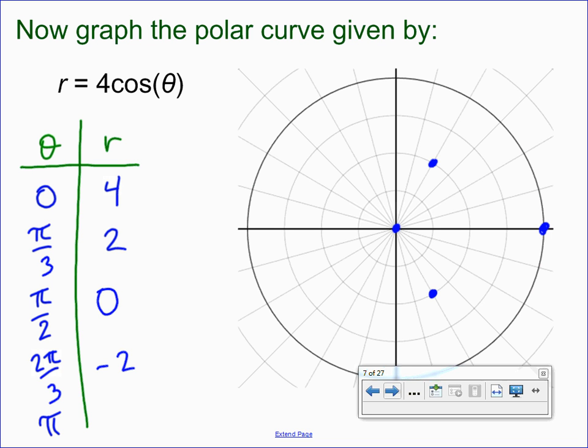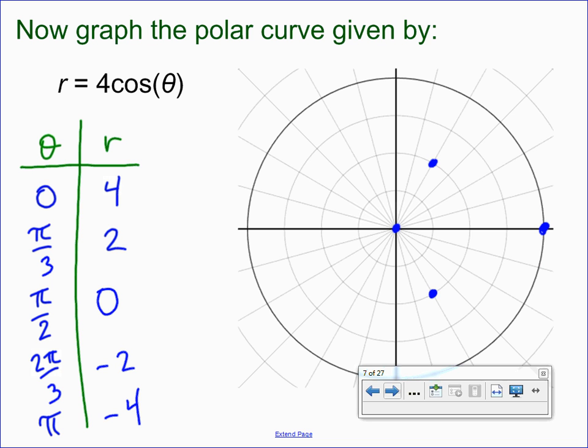You guys getting that? And then back when theta is pi, cosine of pi is negative 1 times 4 is negative 4. So when we're at pi, we're going to go the negative. So that falls on this point again. So any ideas of what this is going to look like? Should we pick another value of theta?